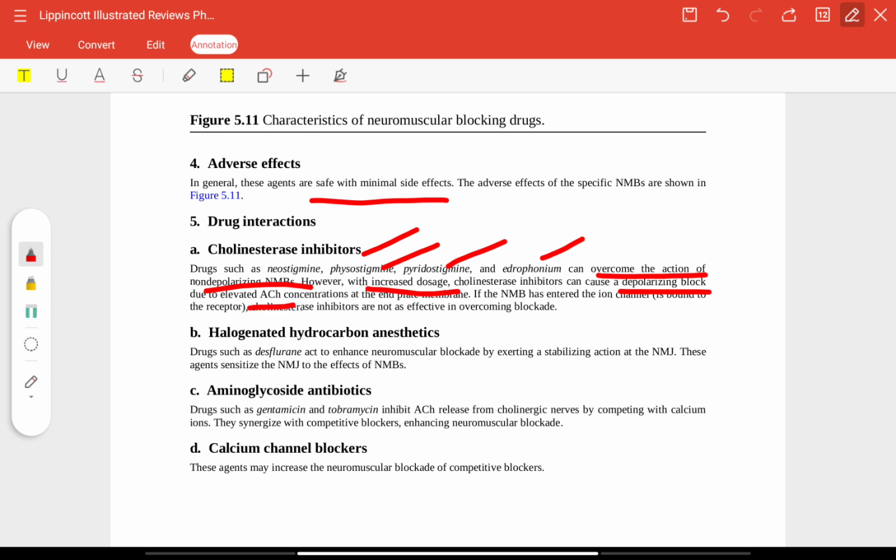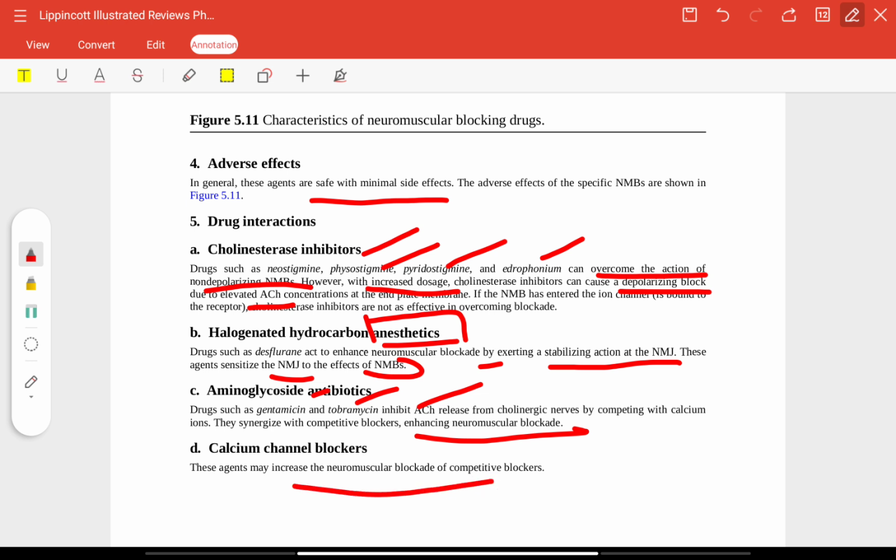Halogenated hydrocarbon anesthetics. The other anesthetics which are halogenated hydrocarbons, such as desflurane, act to enhance neuromuscular blockade by exerting a stabilizing action at the NMJ. These agents sensitize it to NMBs. Aminoglycoside antibiotics, gentamicin and tobramycin, will inhibit acetylcholine release from cholinergic nerves by competing with calcium ions, so they will increase the blockade. Calcium channel blockers will also increase the blockade.